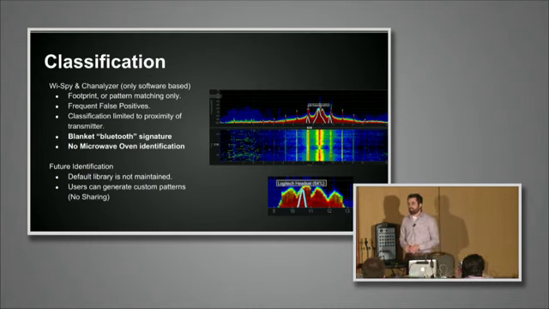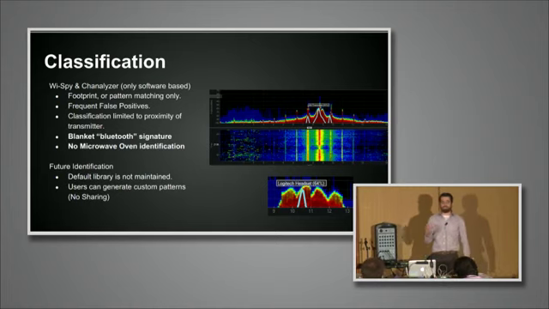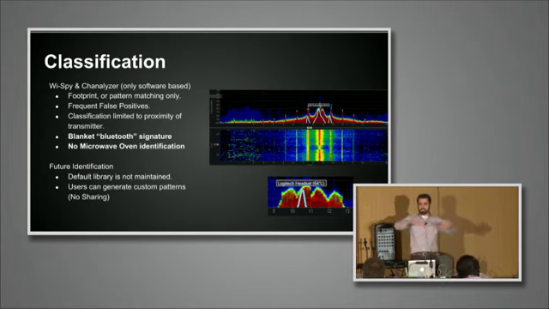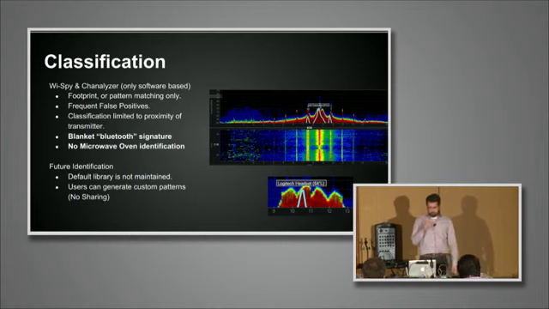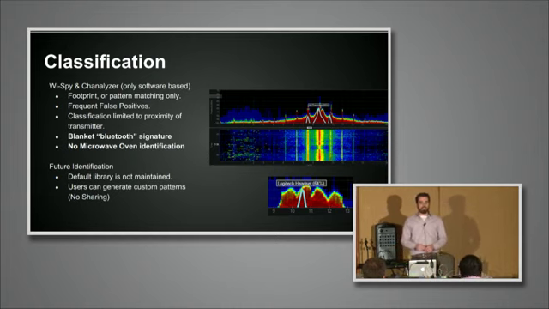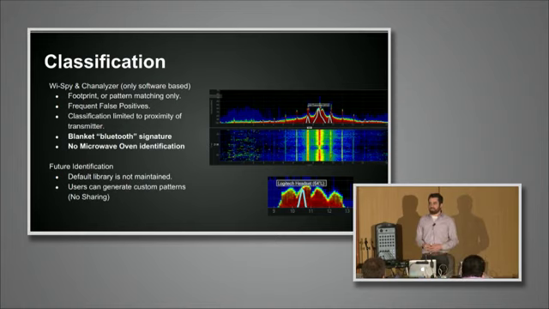Okay, the microwave oven is probably the most difficult one to visually identify because it's just noise everywhere, and it makes an interesting pattern in the waterfall. The classification of the Channelizer does not have a microwave oven, and that's one a lot of people rely on knowing about, if there's microwave ovens and if it's affecting. The Channelizer will not actually identify the microwave oven interference. The default library is not currently maintained, so you can have new ones.